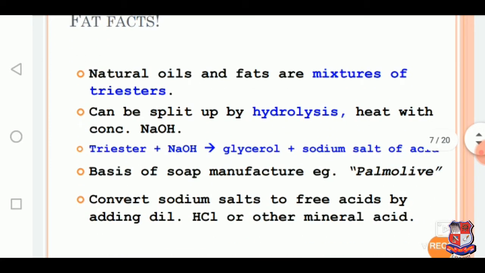So what are the facts regarding fat? The natural oils and fats are mixtures of triesters that can be split by hydrolysis, heated with concentrated sodium hydroxide. So in the presence of sodium hydroxide, the triester will react with it to form glycerol and the sodium salt of the acid. This is the basis of soap manufacturing. An example is Palmolive. Conversion of sodium salts to free acids is done by adding dilute HCl or other mineral acids.